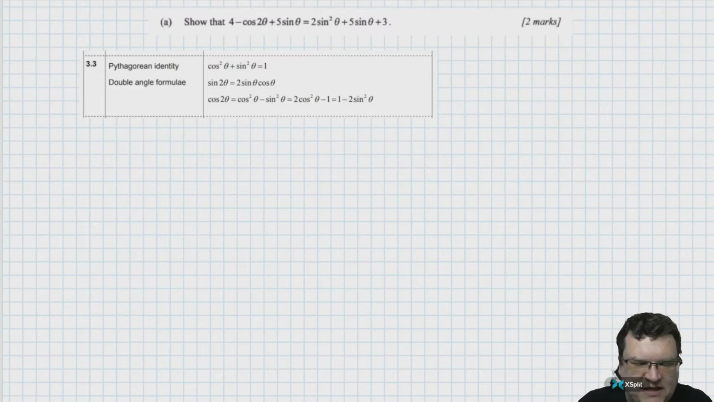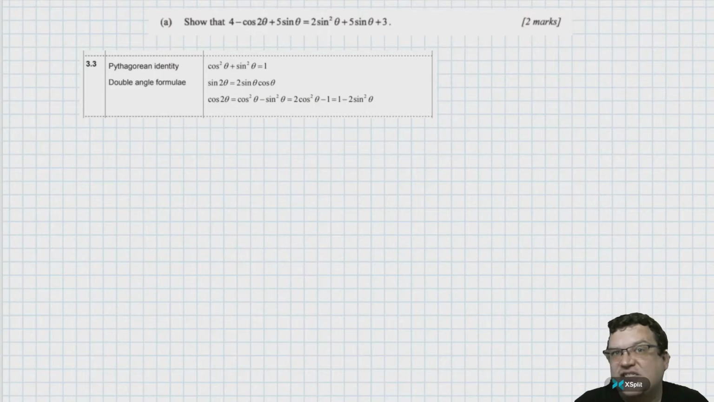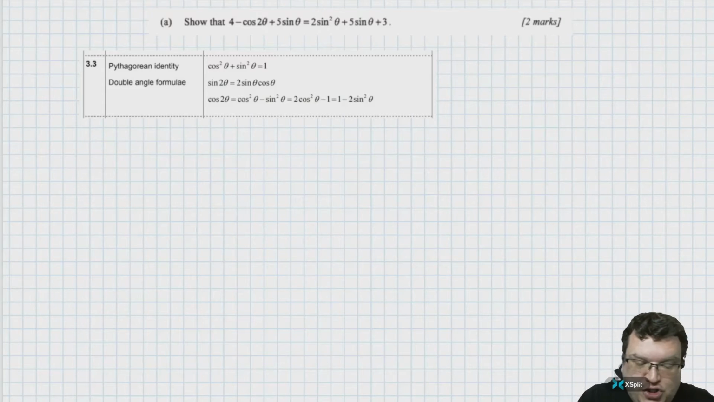Now it's fairly obvious here. If you look at the left-hand side of the equation, we've got cosines and sines. On the right-hand side, we've just got sines. Okay, we have a sine squared. But what I want to do then is choose the substitution here that completely replaces cosine 2 theta with only sines. So it's not going to be this one, it's not going to be this one. It has to be this last one, 1 minus 2 sine squared theta.